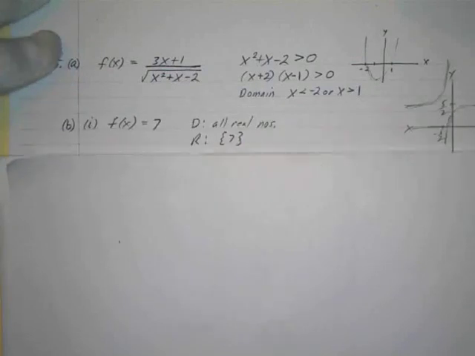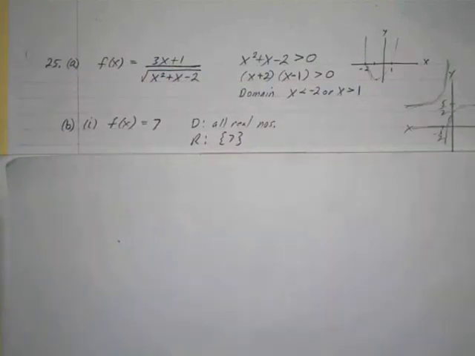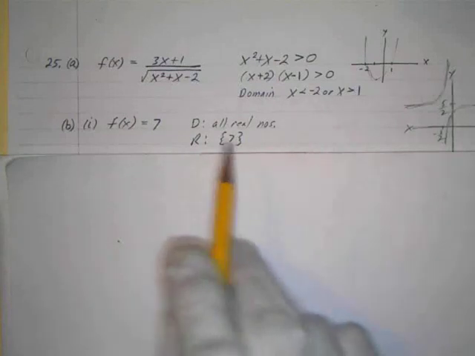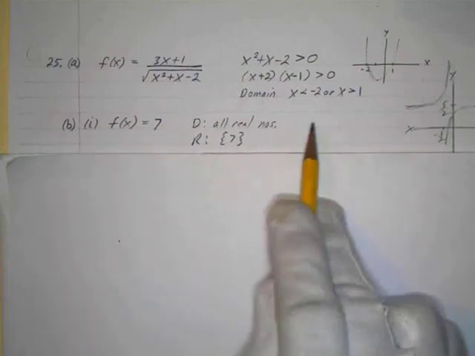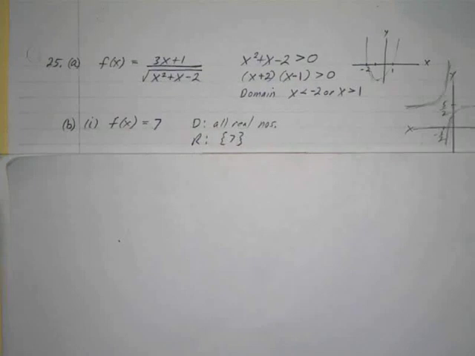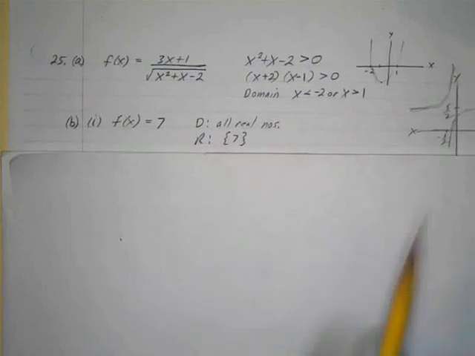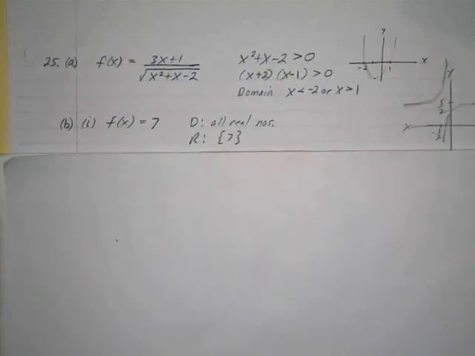Now the B part, first of all, the first part, f of x equals 7. Okay, we want the domain and the range. Well, the domain is just all real numbers because that is a horizontal line, y equals 7. So the domain is all real numbers, and the range would be just the number 7 because it's always equal to 7. So that was easy. It's just a horizontal line, y equals 7.